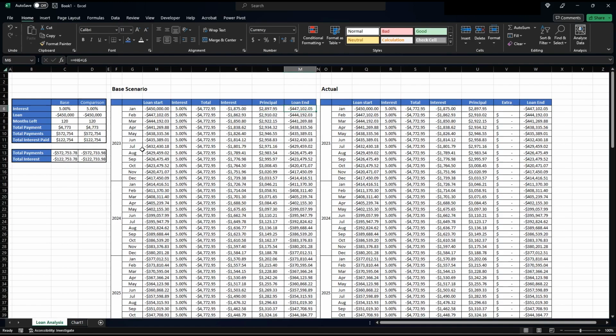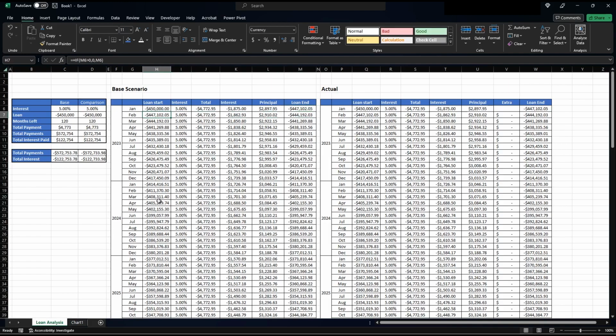So all we're doing here is taking the original loan and taking away the principal payment, or in this case, because it's minus, adding the principal component of the loan payment, which gives us the new loan total. So we paid $4,700, but we actually only paid off $2,897 of our loan. That works out the loan at the end of that period.